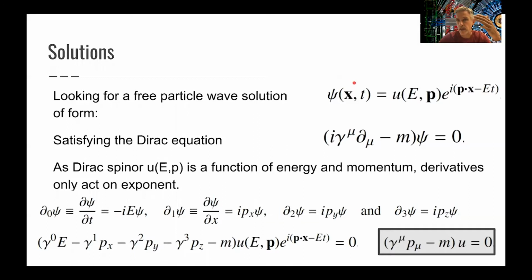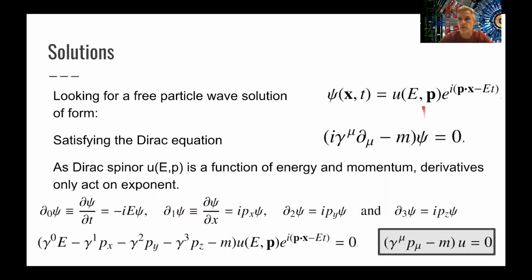A natural choice for a solution would be a wave function which is a product of a spinor, which depends on energy and momentum, and an exponent here. So we have a free plane wave as a solution to our free particle equation. We have to make sure that this wave function satisfies the Dirac equation as shown here.